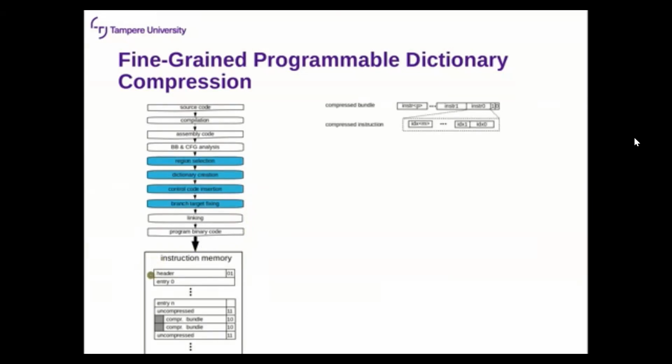When the compressed image is loaded into the instruction memory, it looks like this. We have headers, which tell how many entries that follow are to be programmed into the dictionaries. After the entries, we are free to interleave uncompressed and compressed code, shown here.